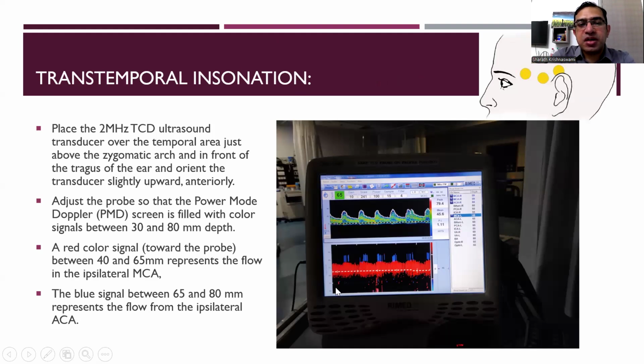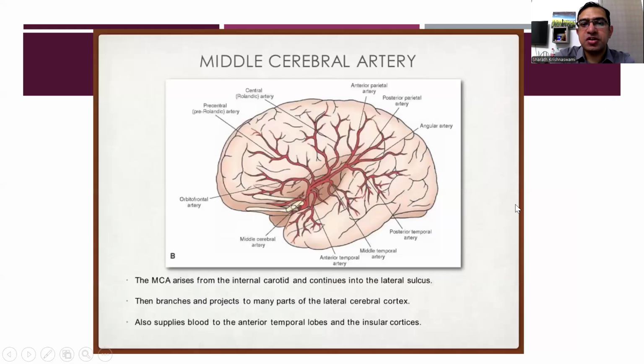If you can notice a color signal which is red and it is towards the probe, between 40 to 65 millimeters, it shows the flow in the ipsilateral middle cerebral artery. The blue signal between 65 and 80 shows the flow from the ipsilateral ACA, which is not shown in this picture. So it is also important to know the different parts and the classification systems of the various arteries. That is the middle cerebral artery, anterior cerebral artery, and the posterior cerebral artery.